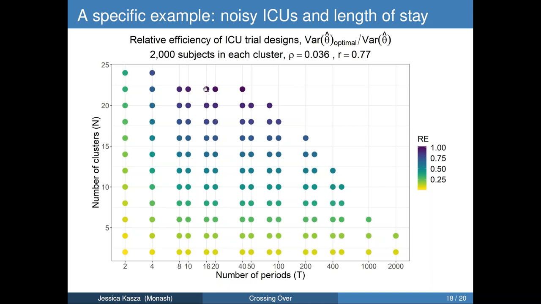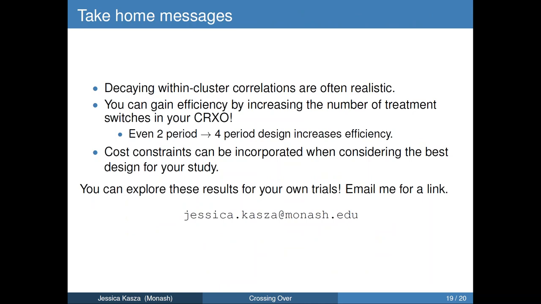Okay, so what do I want you to take home from this presentation today? Well, the first thing is that these decaying within cluster correlations are often realistic, and they're a choice that hasn't been considered much in the literature yet, but they should be considered more frequently. You can gain efficiency by increasing the number of treatment switches in your cluster crossover design. Even moving from a 2-period to a 4-period design is going to increase efficiency. And cost constraints can be incorporated when considering the best design for your study. Kelsey's put together a fantastic online app where you can explore these results for your own trials, and you're more than welcome to email me for a link to that.